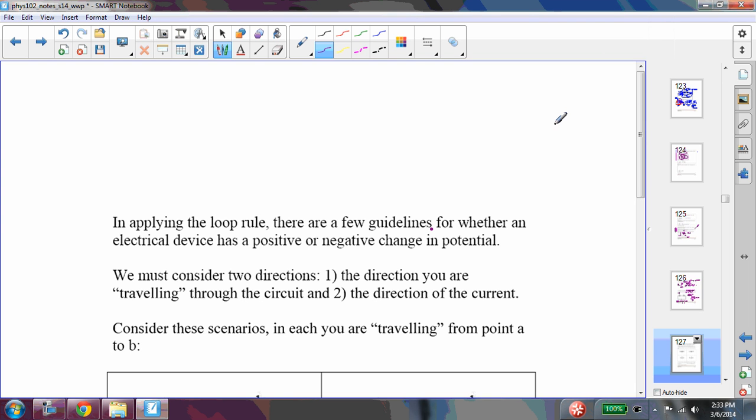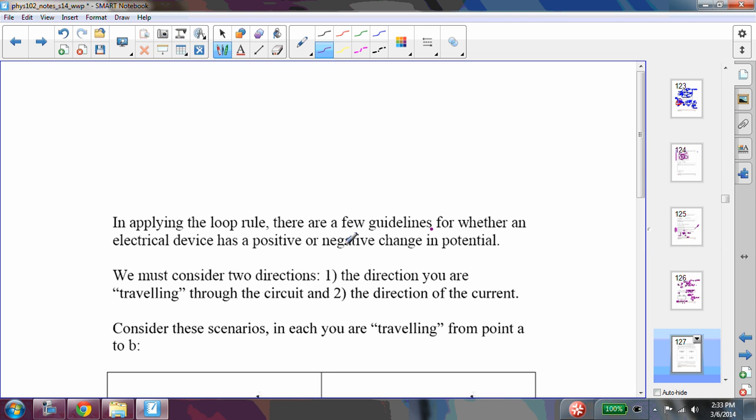So we have a few guidelines when we're using Kirchhoff's rules and applying the loop rule, because sometimes electrical devices will have a positive change in potential, and sometimes they're going to have a negative change in potential. That's going to depend upon a couple of things. First of all, what kind of device is it? And then which direction are you measuring the voltage or the potential difference across? Are you going from one side to another or from that other side to another?